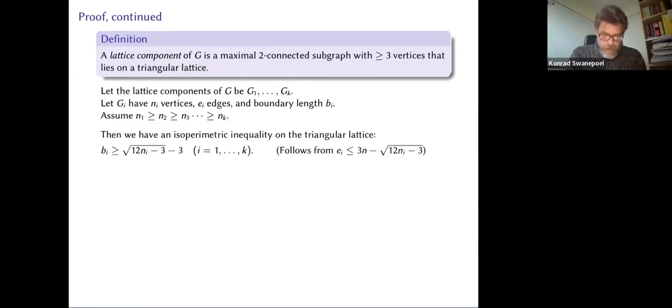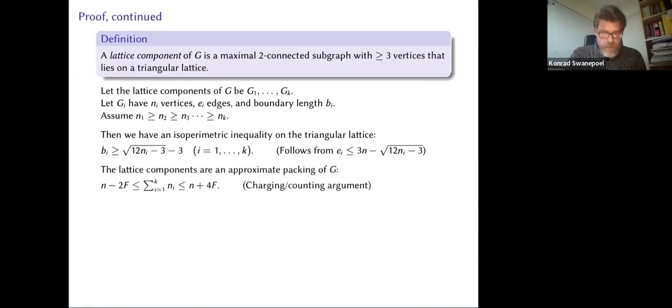Well, one thing is that for their boundary lengths, because everything lies on the lattice, there's sort of a lattice isoperimetric inequality that you can prove. It actually follows from this inequality for points on the triangular lattice that you get this lower bound for the boundary. Another thing that you can show is that the triangular components sort of pack the whole graph. They cover almost everything. And secondly, they don't overlap too much.